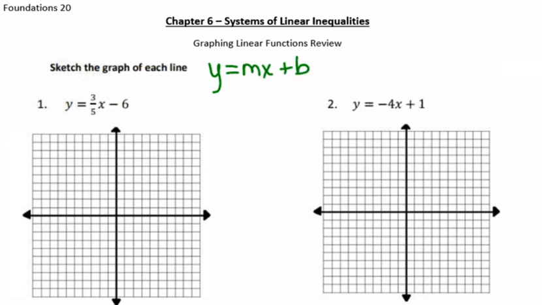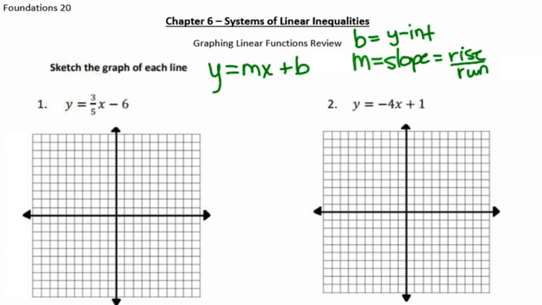M was our slope, so our rise over run. And our b was our y-intercept, so where it crosses our y-axis, our vertical axis.